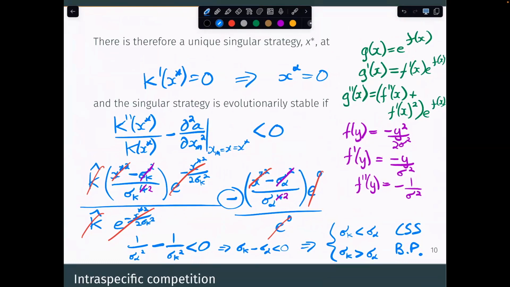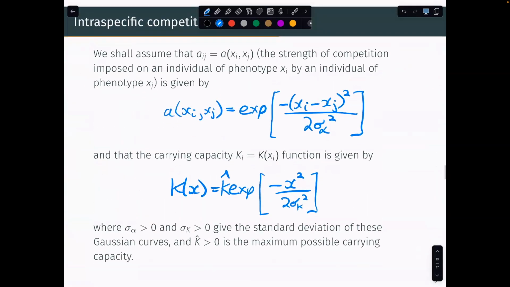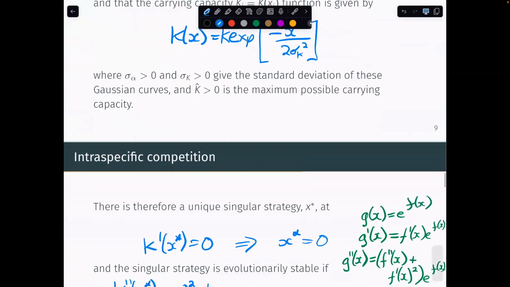So we've got a condition now, because we can just choose these parameters to be whatever we want, or more precisely, if we're thinking about a particular biological system, maybe we'll be informed as to what these parameters are. In principle, there's no reason as to why we should be in this scenario versus this scenario necessarily, right? So what does this all mean then? Clearly, there's some relationship that's important between these sigmas, which, recall, were scaling our competition and carrying capacity functions. And because these are bell curves, they're scaling the width of them, so it's having an effect on their standard deviation.